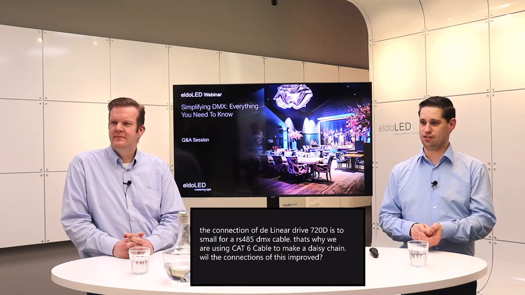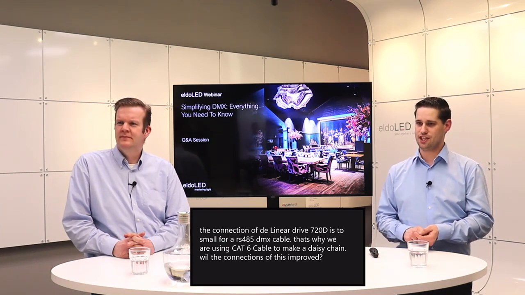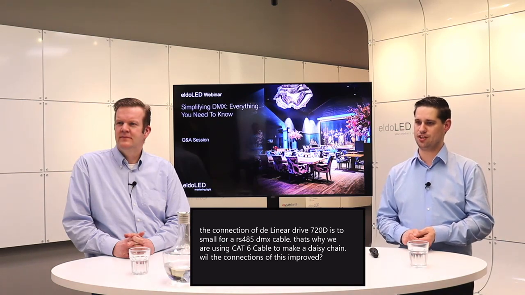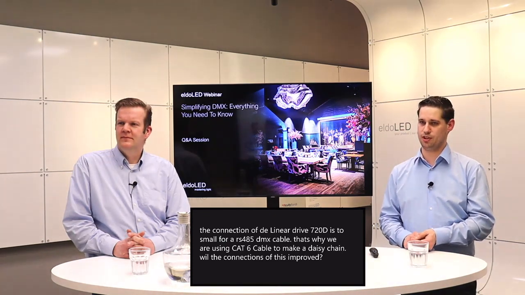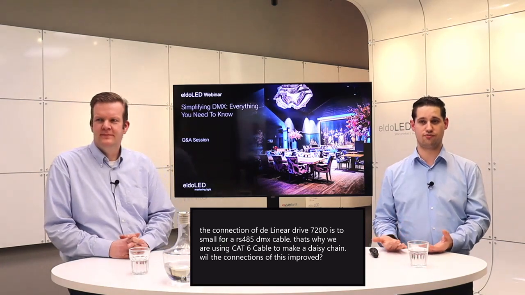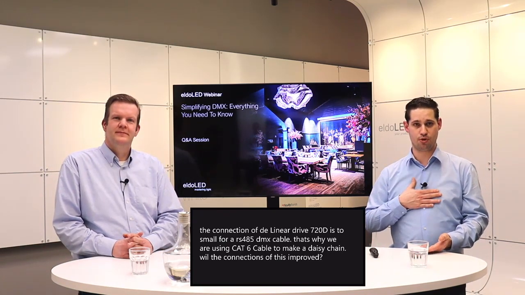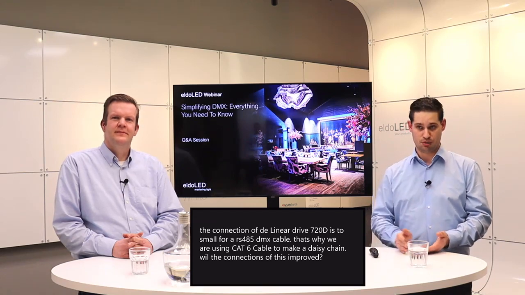The connection of the linear drive 720D is too small for an RS485 DMX cable. That's why we are using Cat6 cable to make a daisy chain. Will the connection be improved? Yes, the DMX standard says that you can use an RS485 cable, and you're also allowed to use a Cat5 or a Cat6 cable. I personally would always use a shielded version, but even an unshielded version is still, according to the DMX usage standard, an appropriate cable for DMX signal.